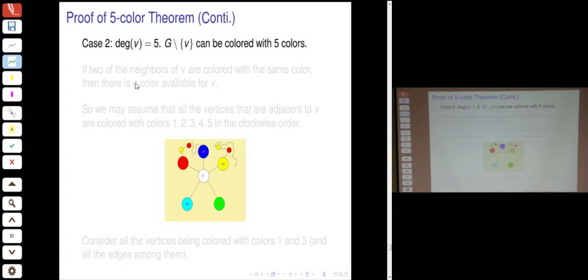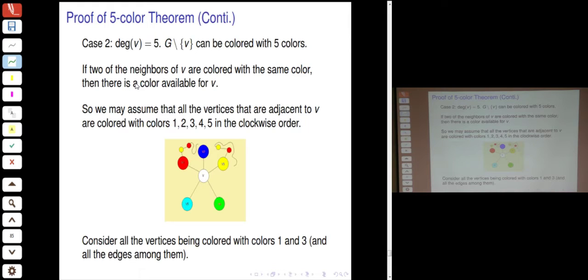The degree of V is 5. As we argued before, taking away the vertex with its edges, the remaining graph can be colored by 5 colors. If 2 of the neighbors of V are colored with the same color, then you only use 4 colors on its neighbors, and you can color V with the 5th color. That's the lucky case, a simple case. So we may assume that all the vertices adjacent to V are colored by 1, 2, 3, 4, 5, let's say in this order. This is V1, colored by 1, which is red. The next is colored by 2, which is blue, and so on. So there are 5 colors used on its neighbors. Now we have to do something.